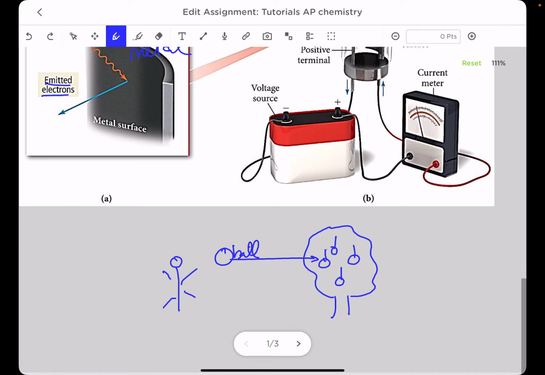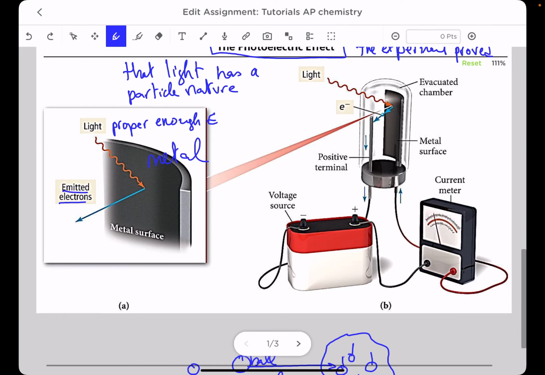Now, of course, when I throw the ball towards this apple, my ball has to have enough energy to let this apple fall. So, a ball is a particle. But if the ball is a wave, it's never gonna let the apple fall. And that's the conclusion that Albert Einstein came to. So if light is only a wave, it's never gonna eject an electron. But if light has a particle nature, hitting an electron with a particle is gonna result in moving this electron from its place.